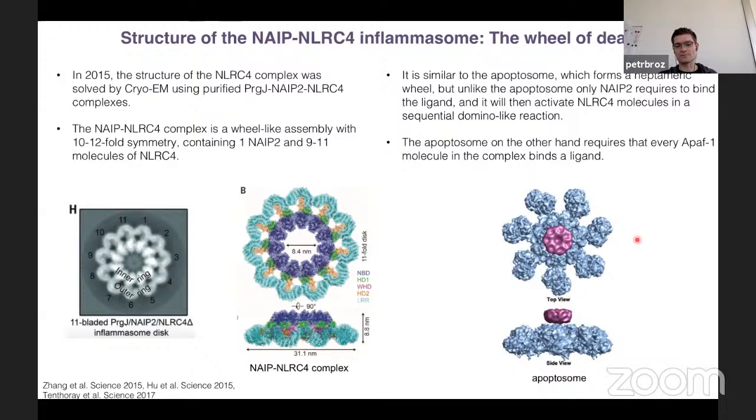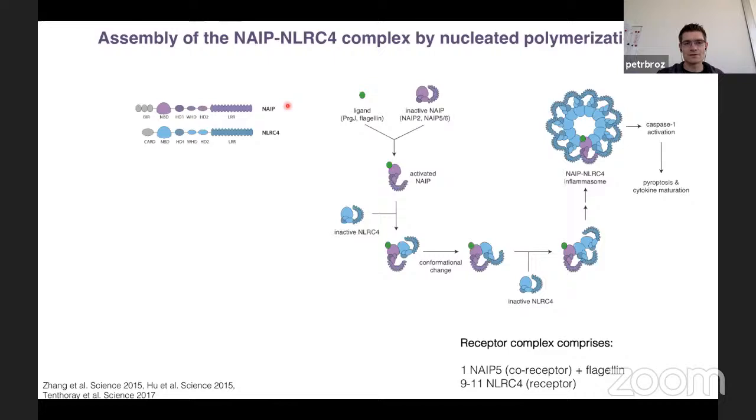Now, what these papers also revealed is how this complex is built. I'll quickly summarize this. Here is a more detailed structure of the NAIPs and NLRC4, shown with the different domains, and in a more 3D view it looks probably like that. The NAIP and NLRC4 proteins are first in an inactive conformation, and the leucine-rich repeats fold back onto the rest of the protein, and basically it's kept inactive like this.